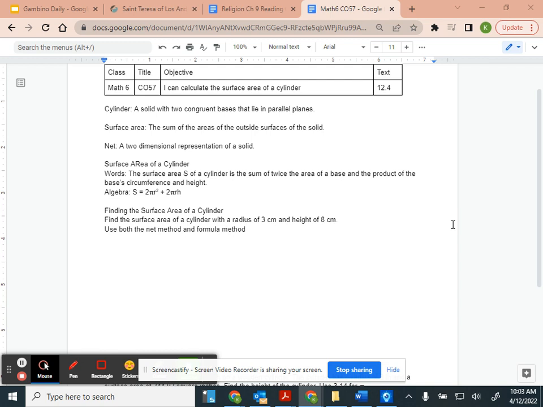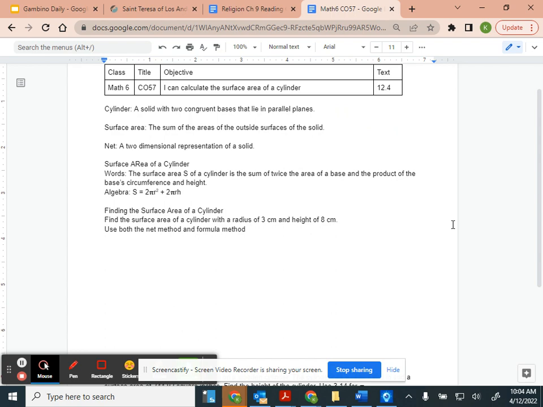Good morning. We are continuing with Unit 9. We are doing CO57. This time we are calculating the surface area of a cylinder. So we talked yesterday about the surface area of that rectangular prism, how to make the net of a rectangular prism. Today we're going to be doing it with the cylinder.